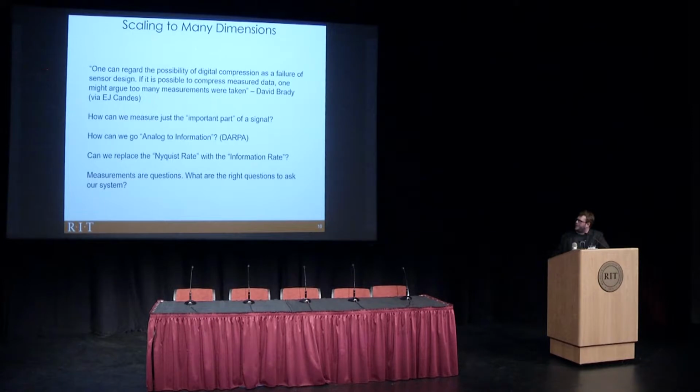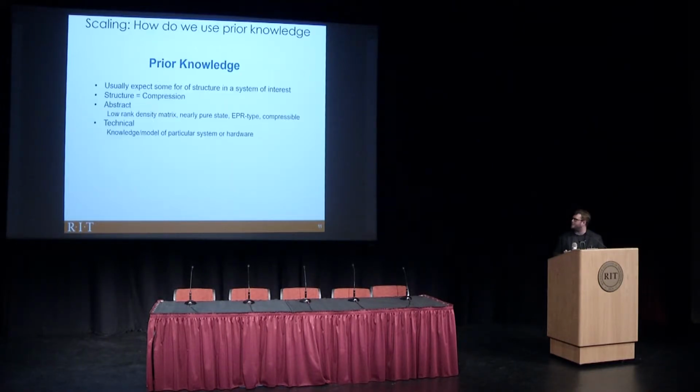Or alternatively, how can we measure just the important part of a signal, or go analog to information, or sample at the information rate instead of the Nyquist rate? And sort of what I really like are what are the right questions we should be asking our system.